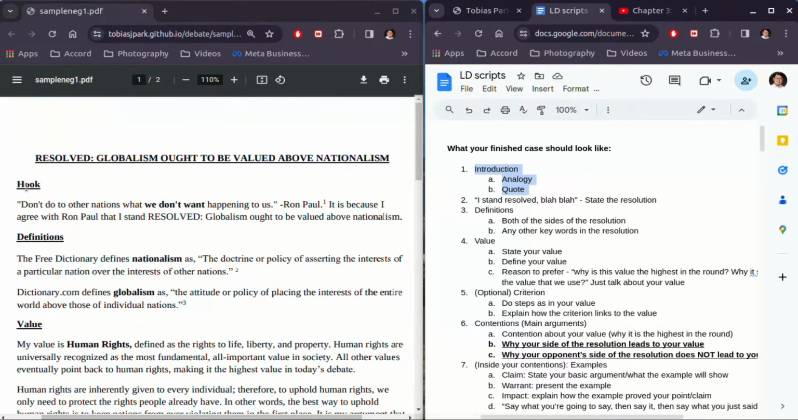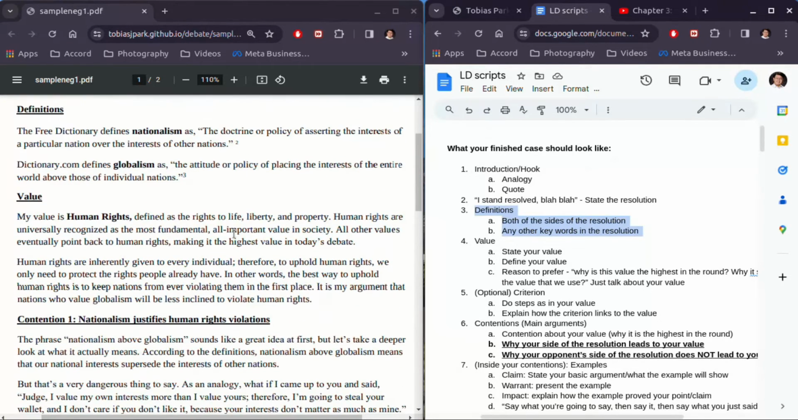But anyway, so I have the introduction or the hook, I guess I call it, because you hook your audience in here. I have a little quote here, and then I say, it is because I agree with Ron Paul that I stand resolved. So then I state the resolution. So those are these two things here. I go into definitions of both sides of the resolution, nationalism and globalism. In those cases, I think those are the only two words that need to be defined.